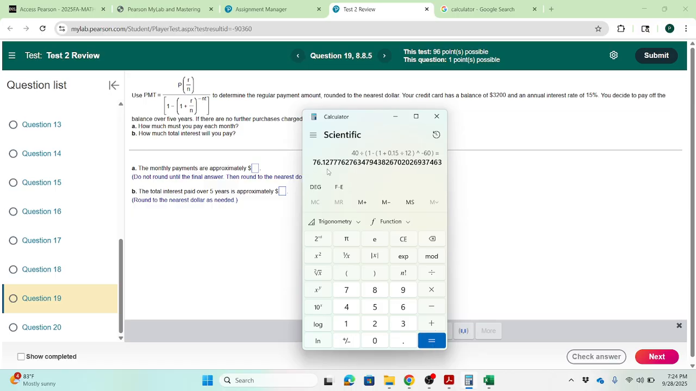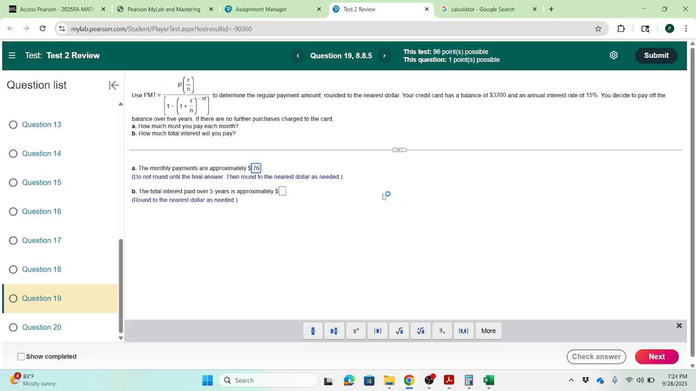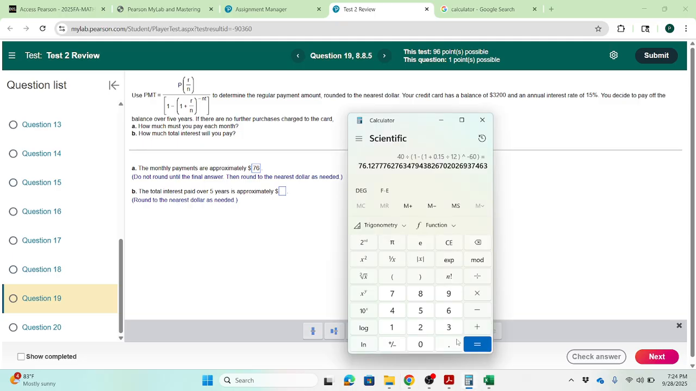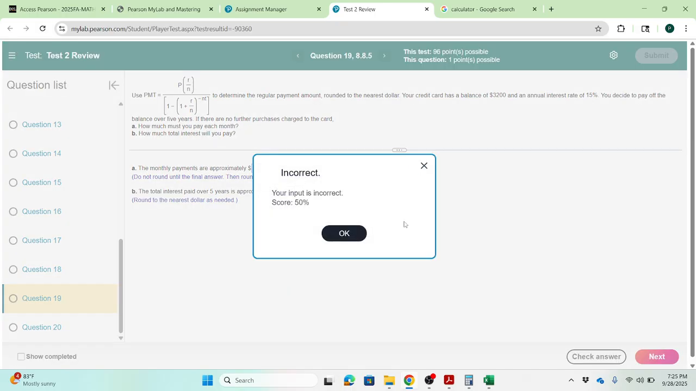That's the regular payment you have to make for the next 5 years, which is $76, and rounded to the nearest dollar, it's $76. So if you pay $76 monthly for the next 5 years, how much are you going to pay? $76 times monthly, which is 12 times 5. So this is the amount you're going to pay instead of 3,200. If you subtract the 3,200, you get the difference, which is the interest you are going to pay for that balance with that interest rate.